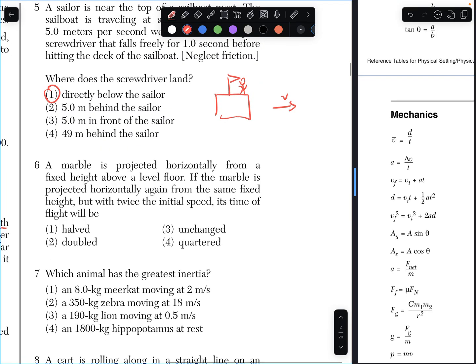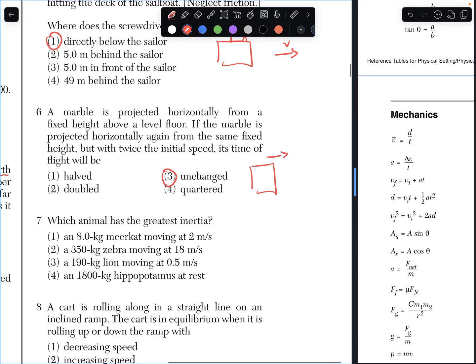Okay, a marble is projected horizontally from a fixed height above a level floor. If the marble is projected horizontally again from the same fixed height but with twice the initial speed, its time of flight will be? So we have this over here, and the marble is being thrown off the cliff like this. But remember what I just said, the x and y components are independent. How long it stays in the air depends solely on any initial velocity in the y direction, and there's no change in that, so there would be no change in the flight time. There will be a change in the trajectory, in how far it travels. There will be a change in the range. In this case, it would be an increase because the initial speed was increased.